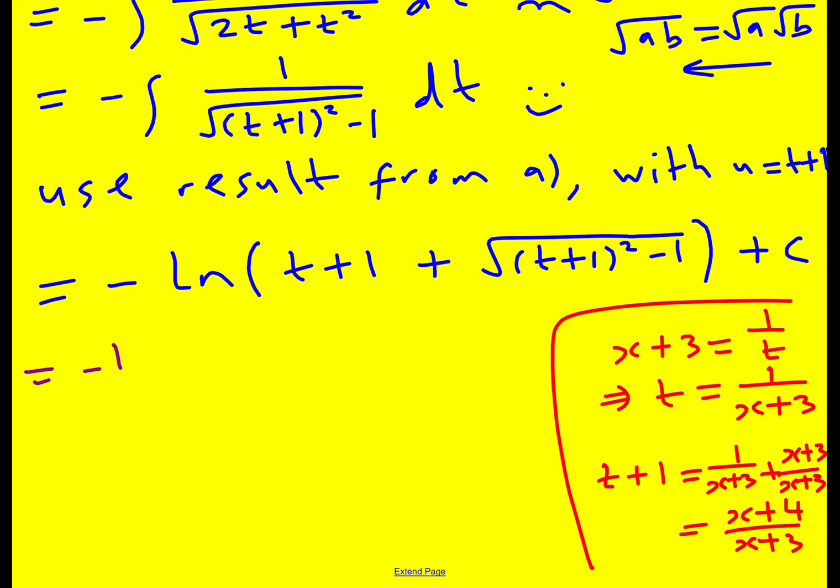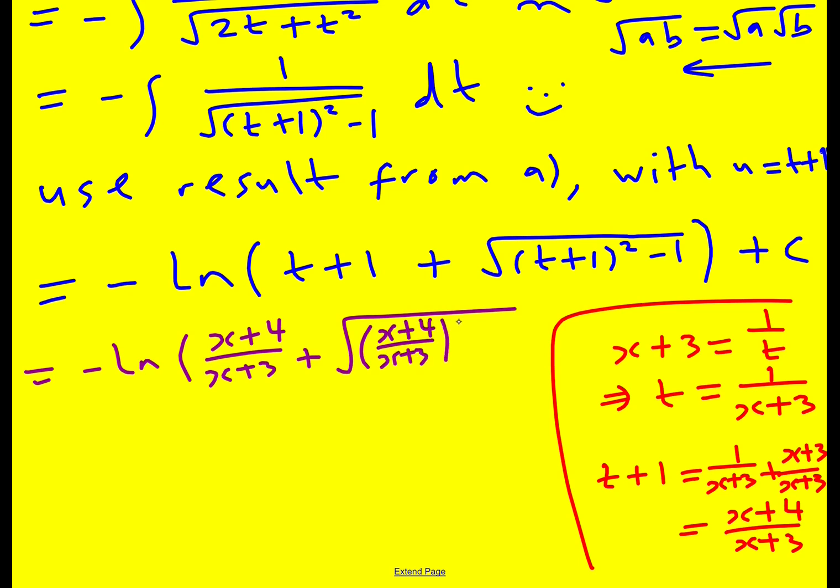So we're going to get minus ln x plus 4 over x plus 3 plus the square root of x plus 4 over x plus 3 squared minus 1 plus c. I think it's okay to leave it like this.